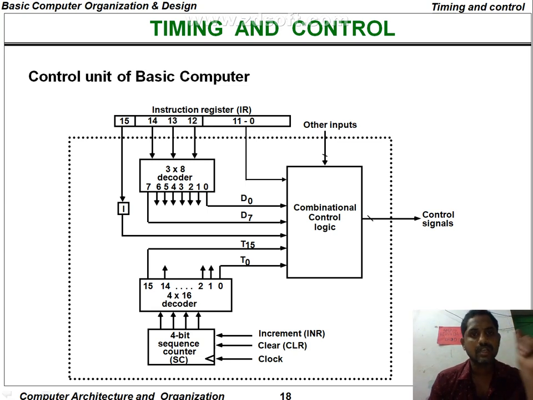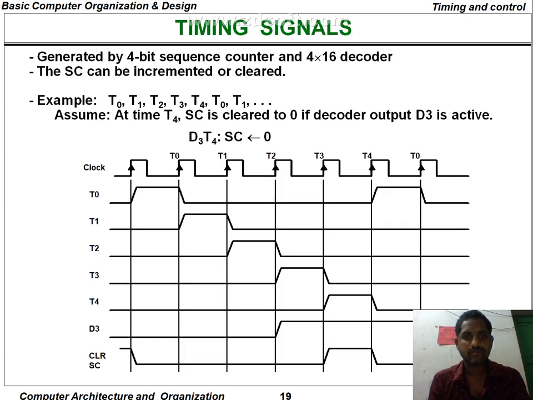See here, the instruction register, combinational circuit and decoders, two decoders, sequential and parallel increment, and a 4-bit sequence counter, that is the clock and clear increment. How do we perform the basic control? We can assign the generator with the 4-bit sequence counter and 4-bit decoder. The sequence counter can be incremented or cleared.